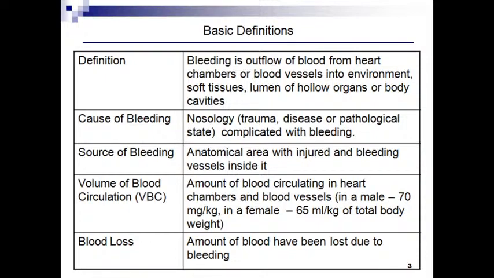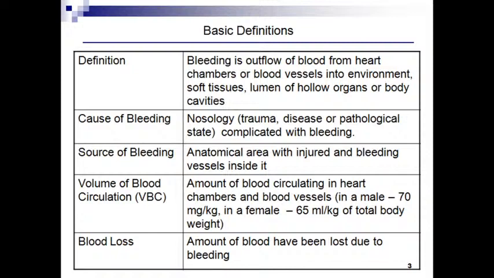So you should know 5 definitions. What is it, bleeding? Actually, bleeding is outflow of blood from heart chambers or blood vessels into environment, soft tissues, luminal hollow organs, or body cavities.